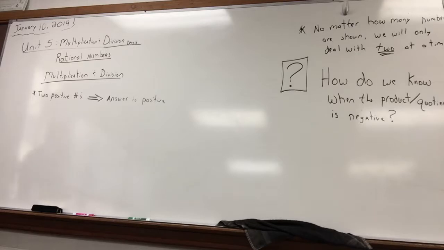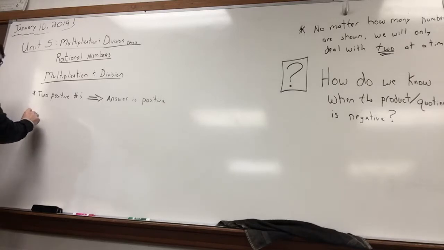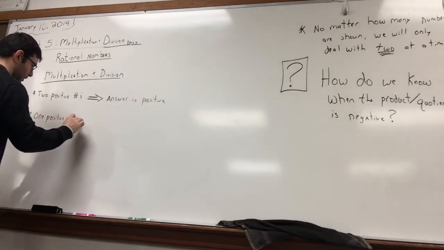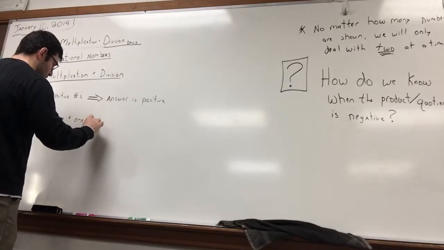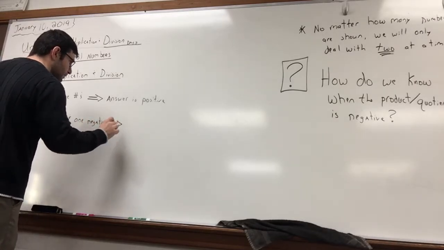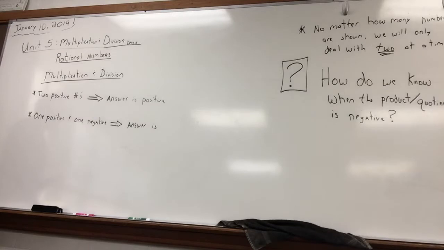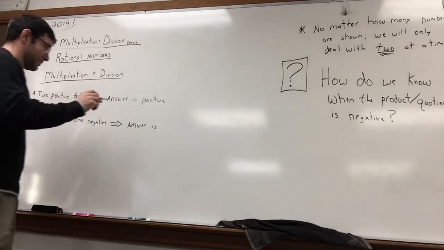3 times 1, and you shout out 3, and I go, yay! Because it is 3. But you don't tell me it's positive or negative because we know it's positive. Well, there's only one other option. Well, actually, there's 2. 1 positive and 1 negative. The answer is, Lauren? Negative. Great job. It is negative.